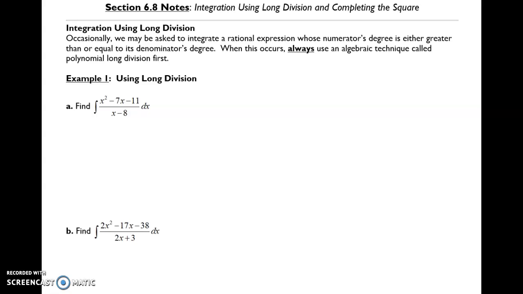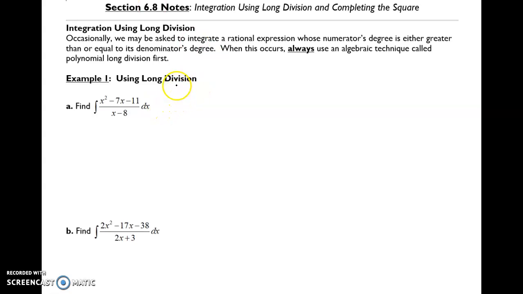In section 6.8, we'll be discussing integration using long division and completing the square. Both of those things probably sound really scary and maybe things that you haven't done since Algebra 2, but there are some easy ways to know when you need to use these tools.